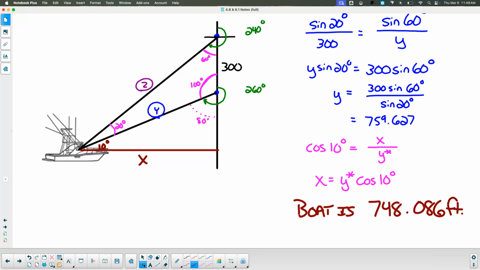Couldn't you just do the sine of 80? He's saying it's more work than finding the cosine of 10. Sine of 80 equals x over y is the same thing. Yep, you'll get the same answer.